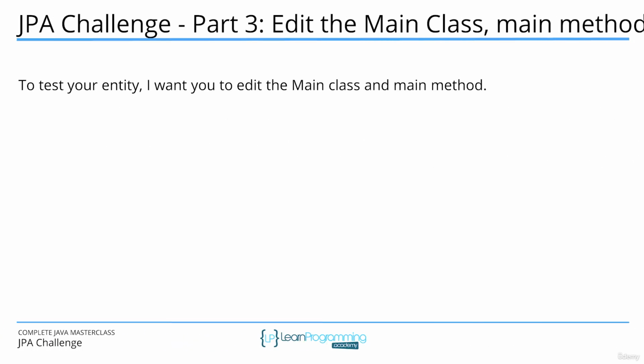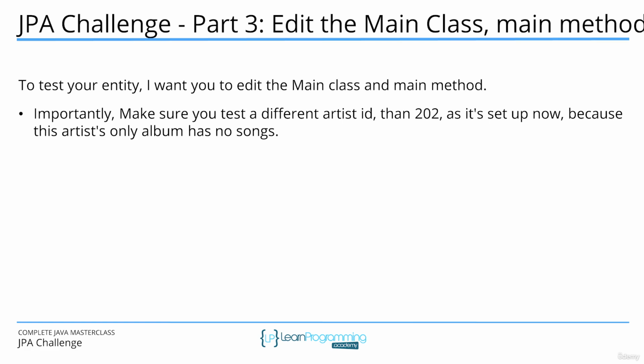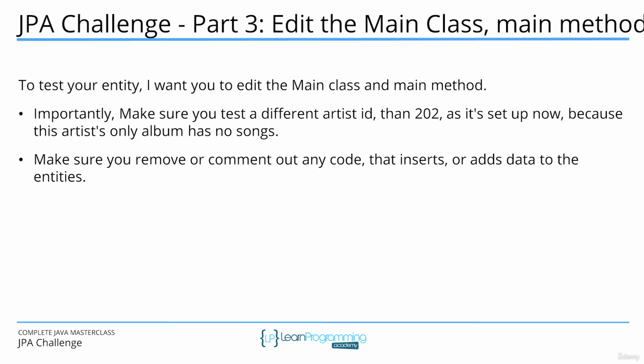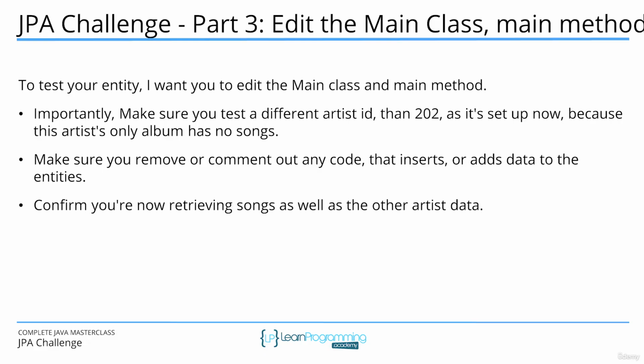To test your entity, I want you to edit the main class and main method. Importantly, make sure you test a different artist ID than 202, as it's set up now, because this artist's only album has no songs. Make sure you remove or comment out any code that inserts or adds data to the entities. Finally, run the main method and confirm you're now retrieving songs as well as the other artist data.